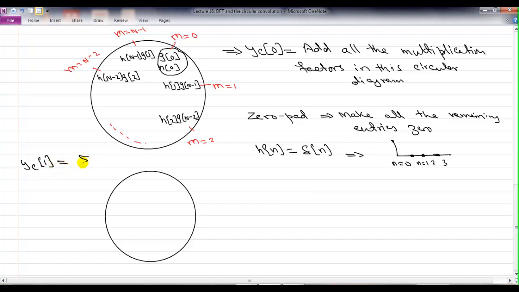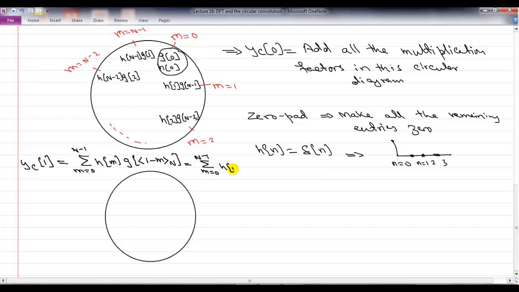Now let's talk about the case where we are interested in calculating yc[1]. Let's write the formula, that is summation m from 0 to n minus 1 h of m g of 1 minus m mod n. And again we'll write it in the fashion where it is clear what is the relationship of yc[1] to the circularly flipped version.